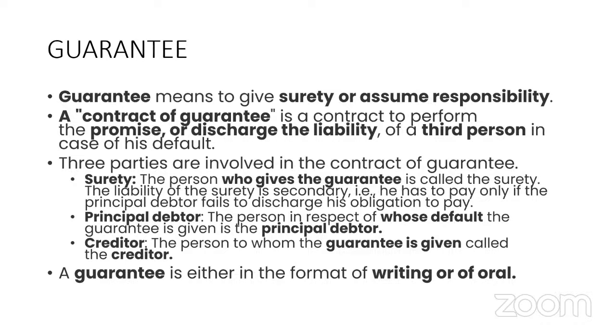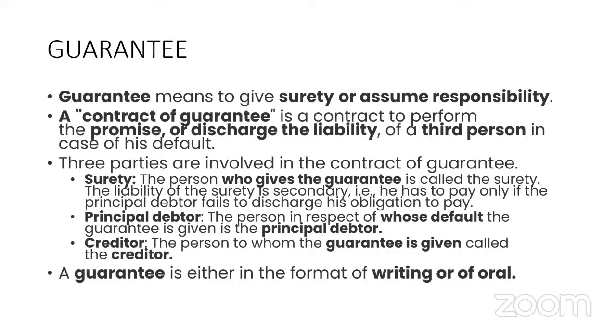See what happened in indemnity? In indemnity, there are two parties involved, right? In guarantee, there would be three parties involved, right? I repeat once again, in indemnity, there are two parties involved, but in guarantee, there are three parties involved. Who are those three parties? Principal debtor, creditor, and surety. Okay? Principal debtor, creditor, and surety.